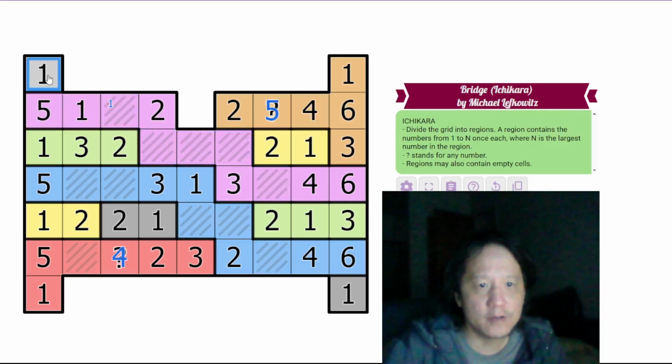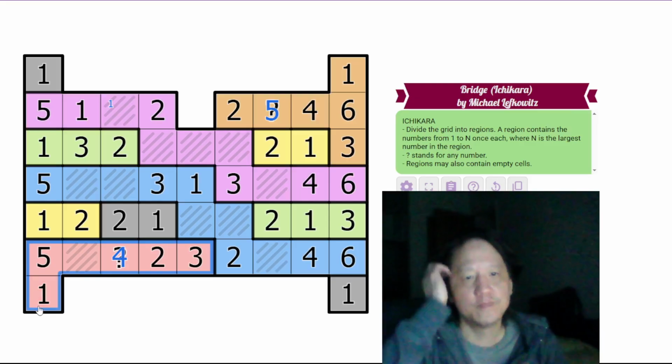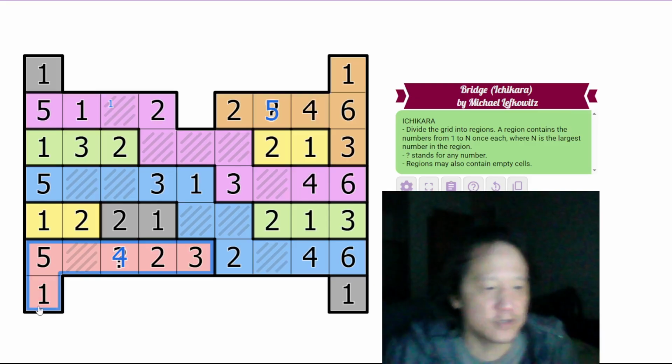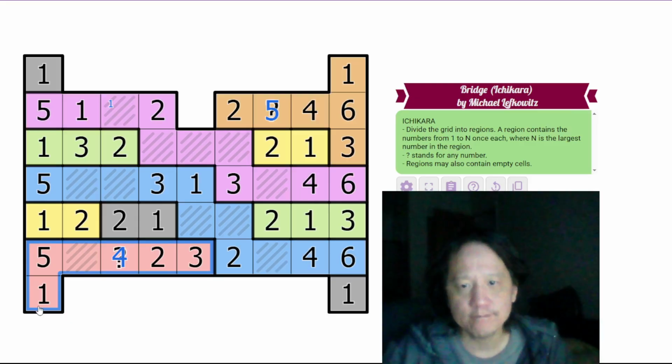We have singleton 1s. This is 1, 2, 1, 2, 1, 2. We have 1, 2, 3 here, 1, 2, 3 here. And this is 1 through 6 here, 1 through 6 here, 1 through 6 here, and this is 1 through 5. And that's how you solve bridge. And those are all the Ichikara puzzles.